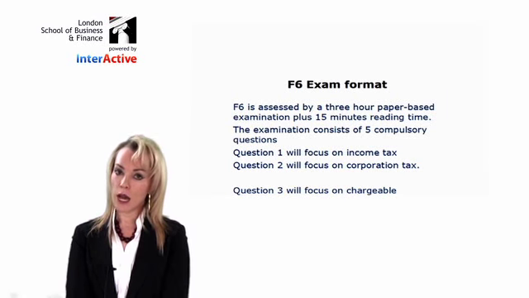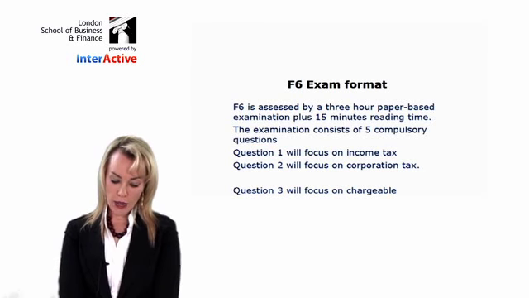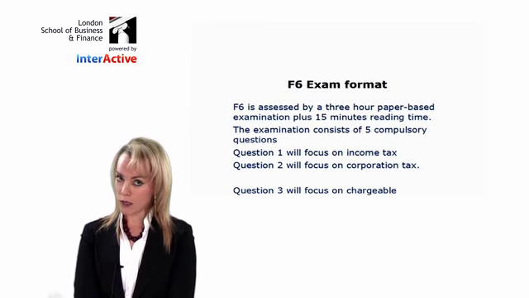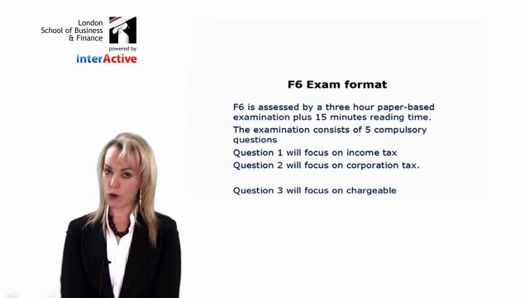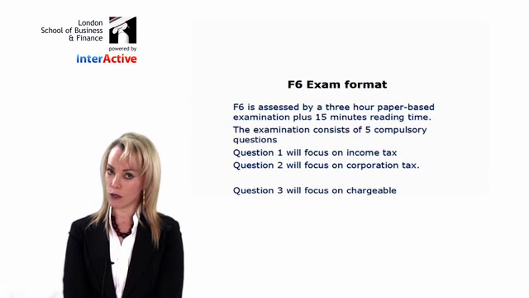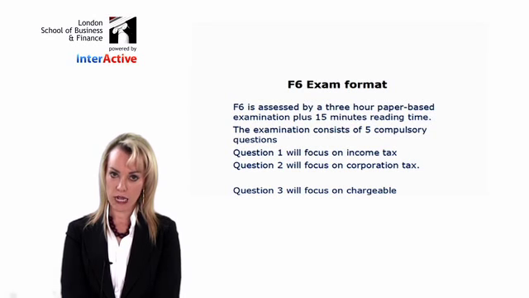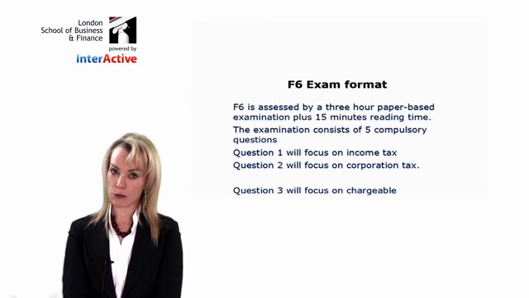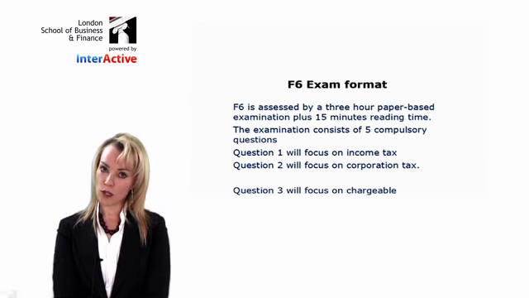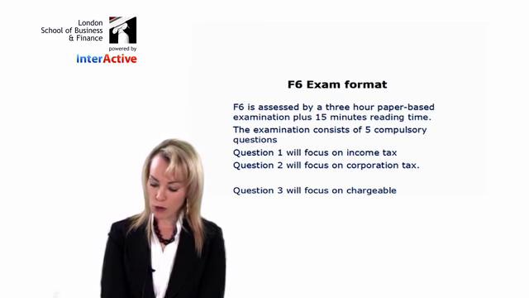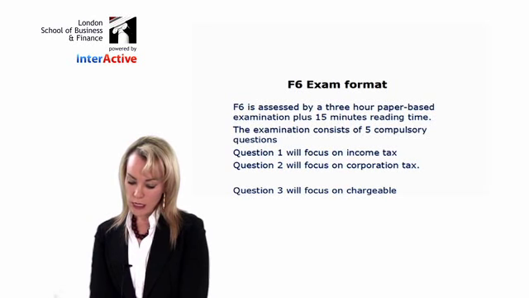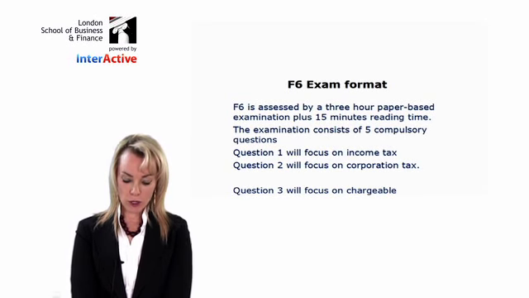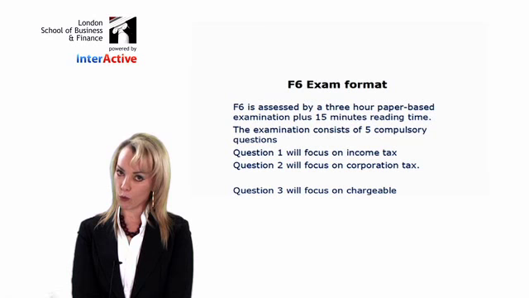Questions 1, 2, 3, 4 and 5 have different marks allocated to them, and the examiner has told us more or less what each of the questions is going to be on, which tax they're going to be testing you on. There is an exception to that rule, and that's questions 4 and 5. But as far as questions 1 and 2 are concerned, we know that question 1 is going to be on income tax, and question 2 is going to be on corporation tax.